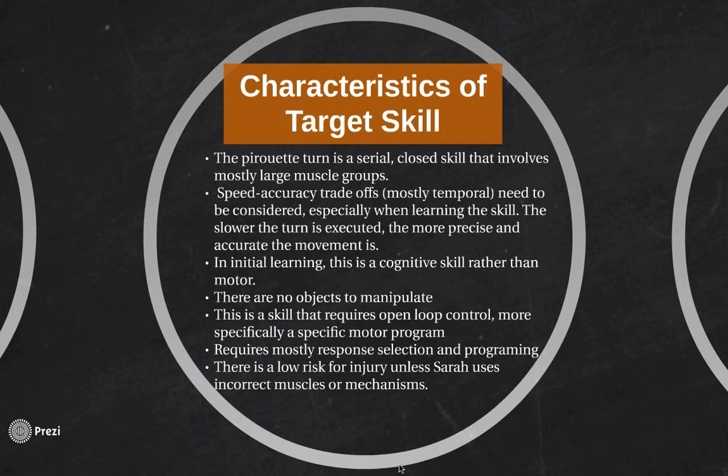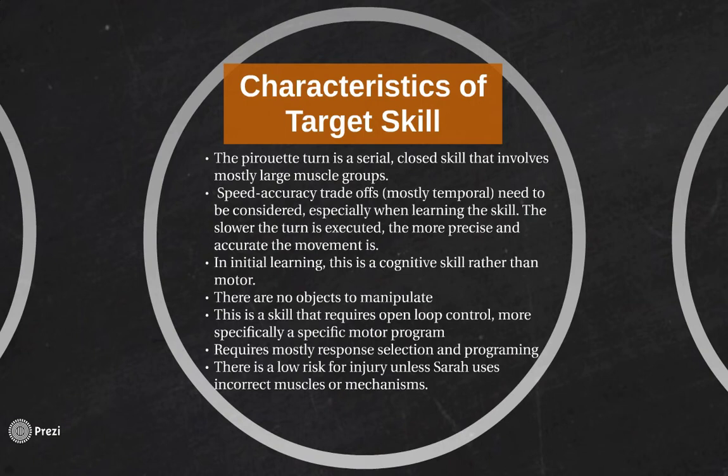We really need to consider that because though we want Sarah to eventually be able to turn quickly, at this time she's not going to be able to do it and be accurate. So what we want is her to slow the turn down so she could be more precise in her execution and the movement's going to be more accurate.